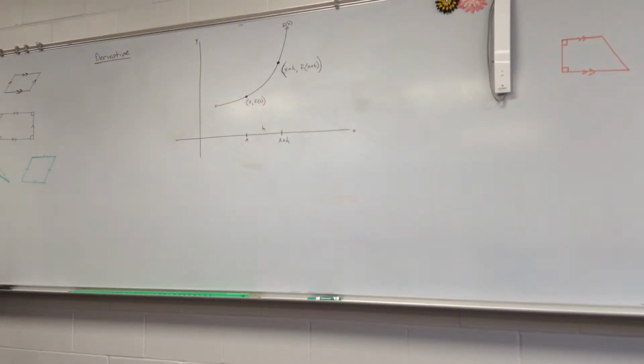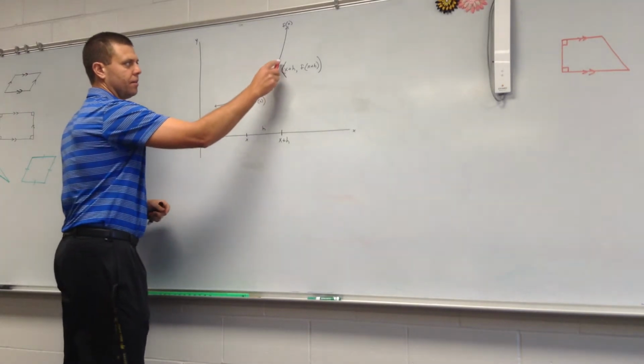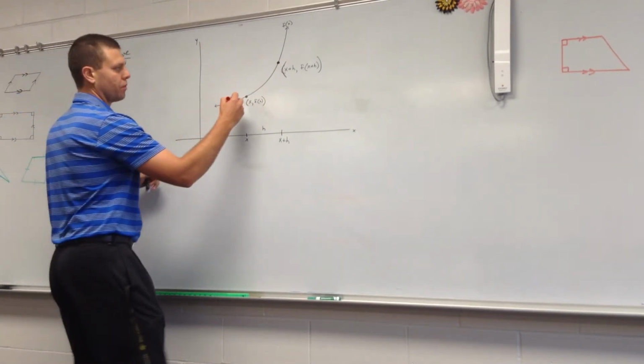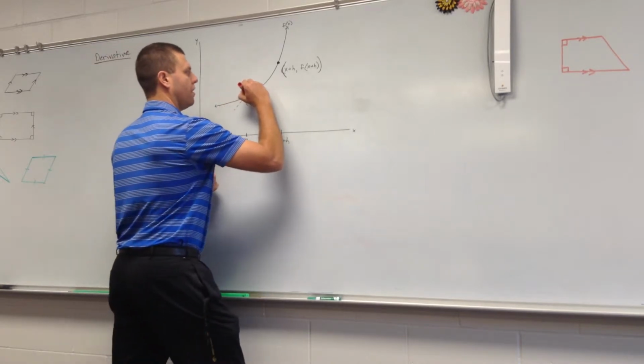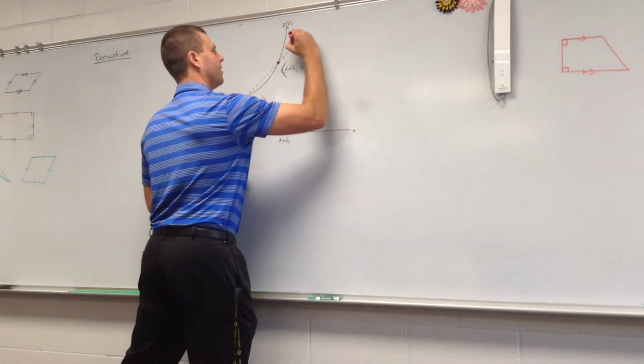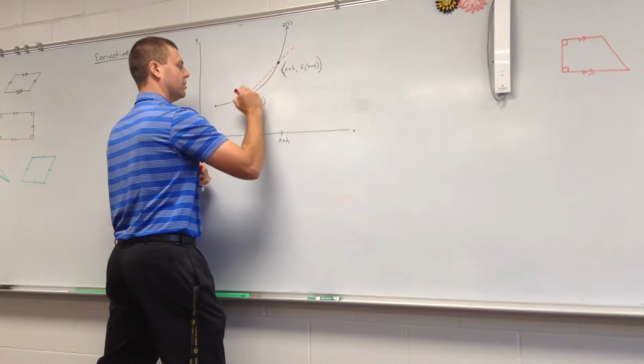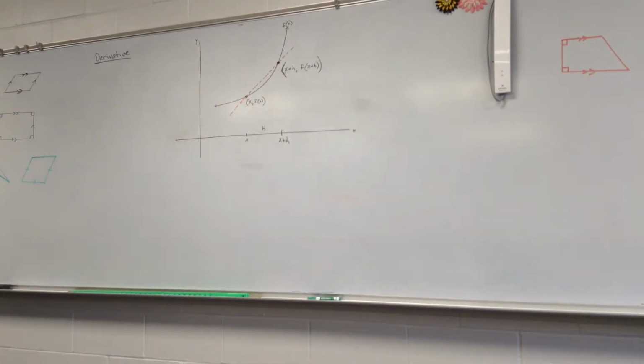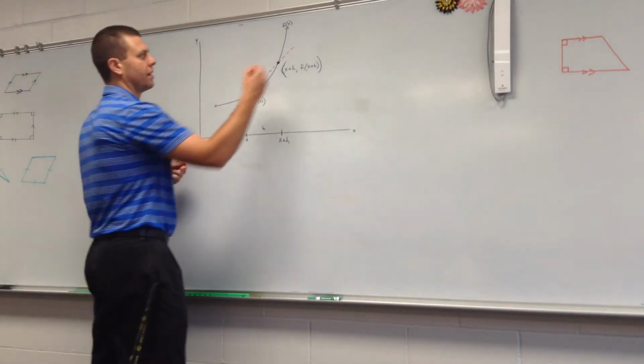So now what we're going to do is find the average slope, or the average rate of change from here to here. Okay? The average. So we're going to find the slope of this line right here. This is called the secant line. Okay? A secant line. We're going to find the slope of that secant line.